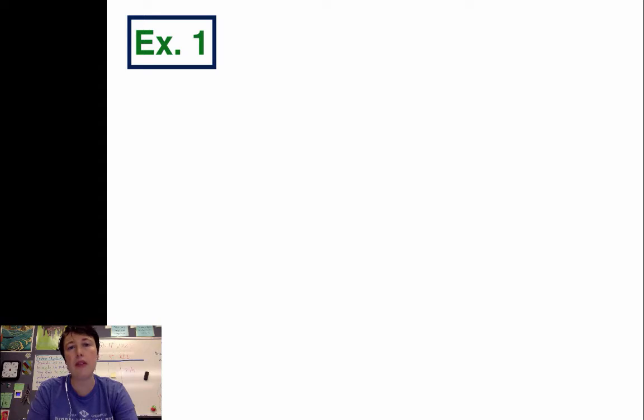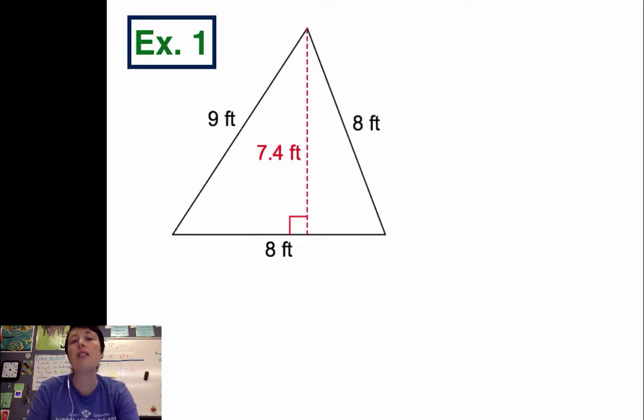So we're going to practice. We're going to do some examples, and I would encourage you for each example to pause the video so that you can sketch and label your triangle nice and neatly in your notes. So here is the first triangle that you might want to pause your device and start sketching.